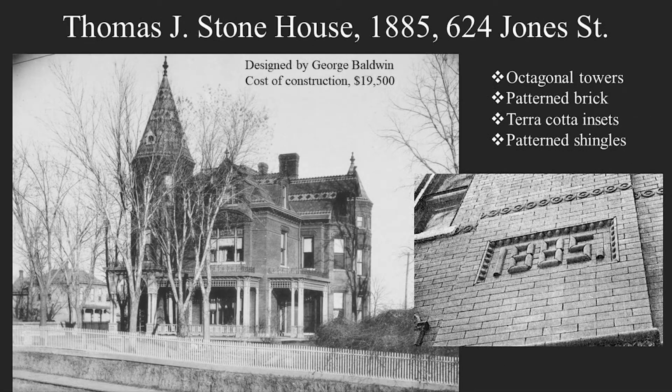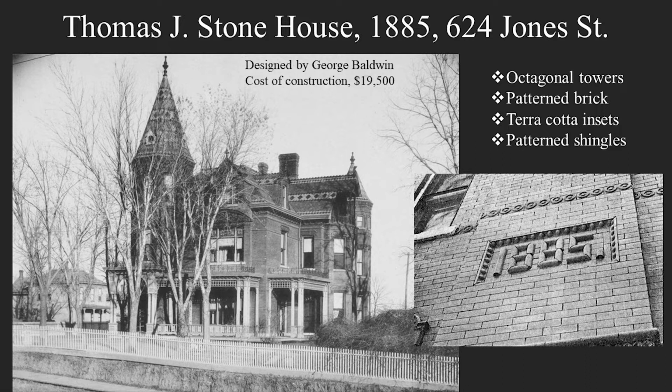Thomas J. Stone, early Sioux City banker, had this house built in 1885 at 624 Jones Street. This house was designed by George Baldwin and cost $19,500. This structure actually has 2 octagonal towers, one you can see on the left and on the right.